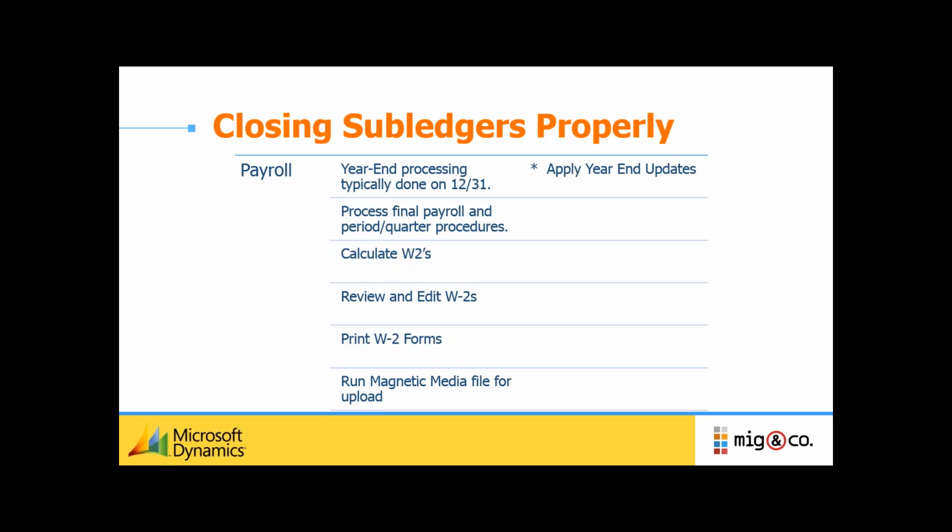Process your final payrolls and make sure that the information is correct. Go ahead and do your period and quarter procedures. You want to calculate your W-2s at the end of the period for December. Review any of the W-2s for accuracy. You can print your forms just like we had seen in the accounts payable 1099. There's a print W-2 forms option that allows you to print those through your printer. There is also an option for you to produce a magnetic media file for uploading to the government. Payroll is based, again, on calendar year and not on your fiscal year.